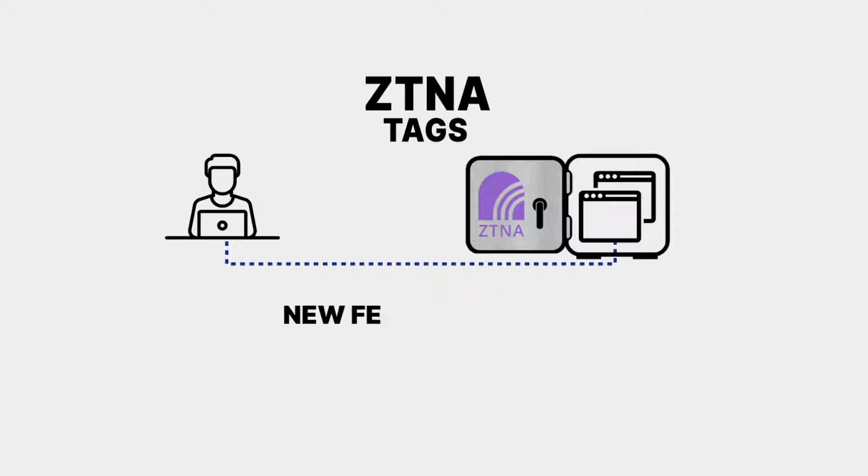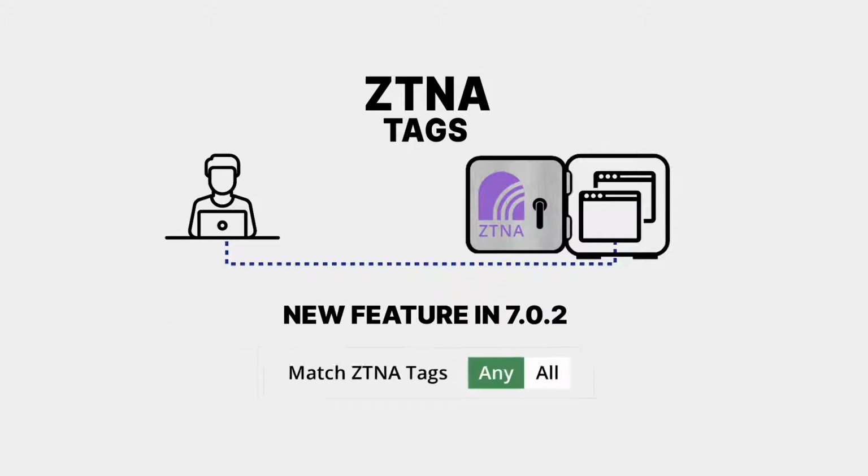We're also going to look at a new feature in FortiOS 7.0.2 that allows users to select any or all in the tagging rule. By selecting any, only one of the rules needs to be triggered for the posture check to fail, whereas checking all would require all of the rules to trigger for the posture check to fail.